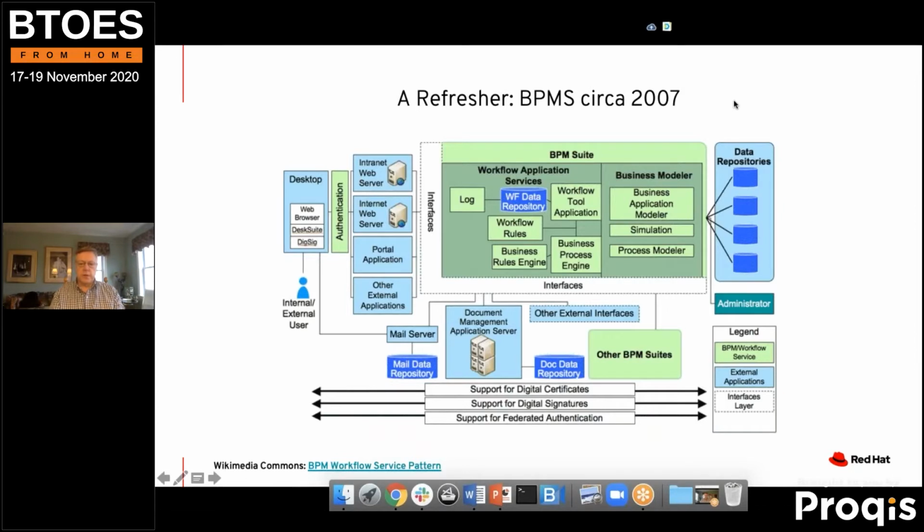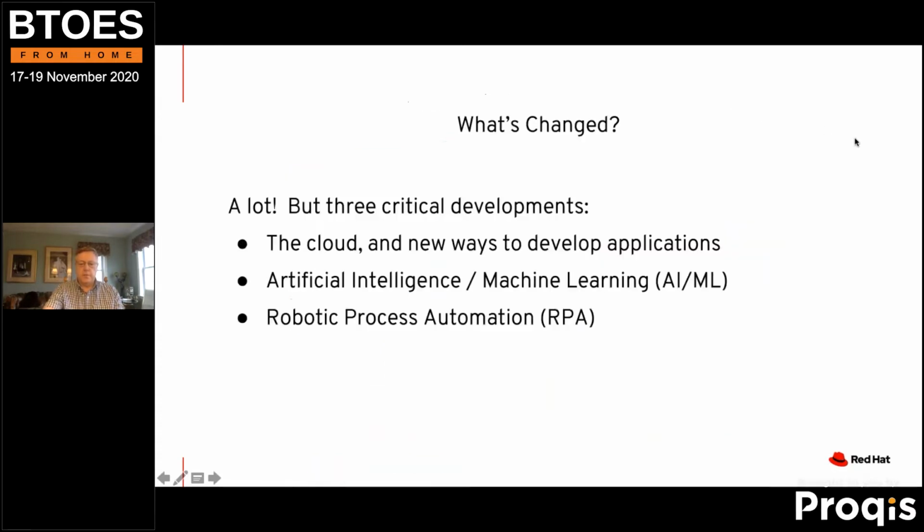So this was back in 2007, so around 13 years ago. So the question I asked myself then was, well, okay, what's changed? What's changed in the last 15 or so years? And how has that impacted this technology? And how is business process management technology today different from what it was back then?